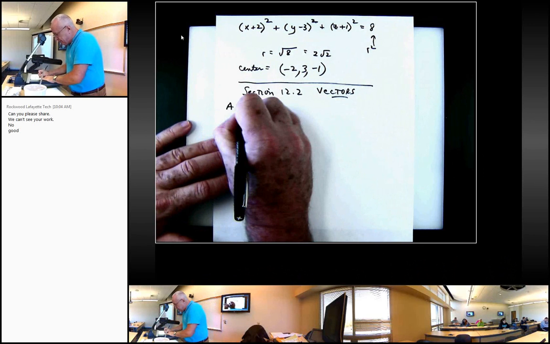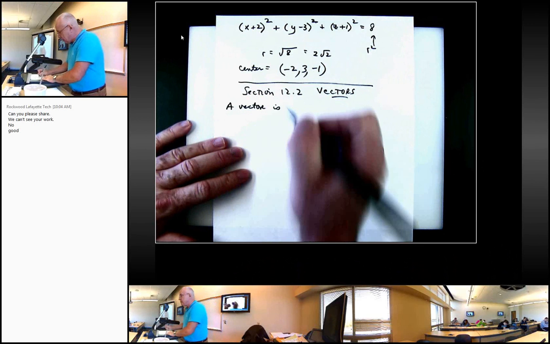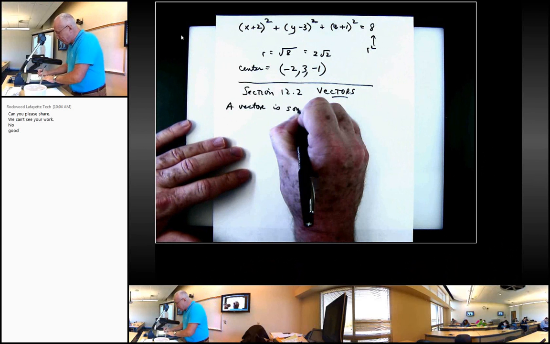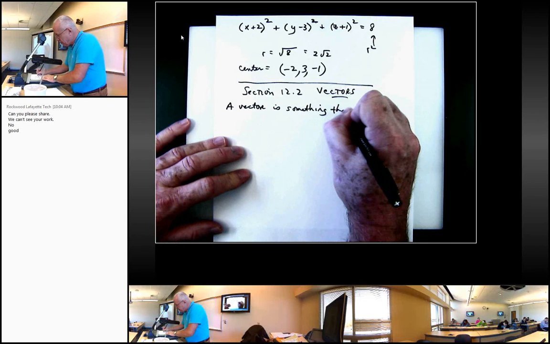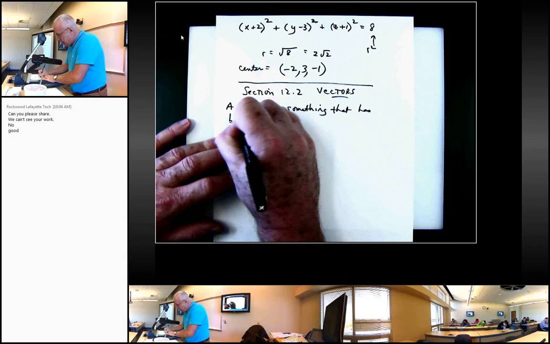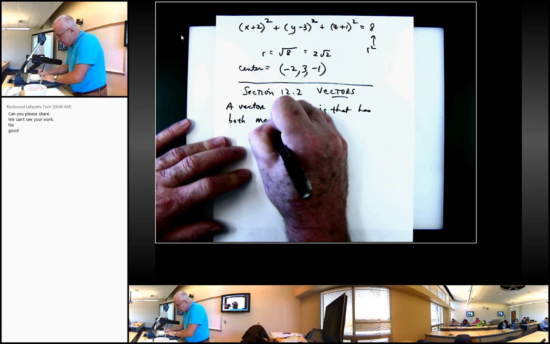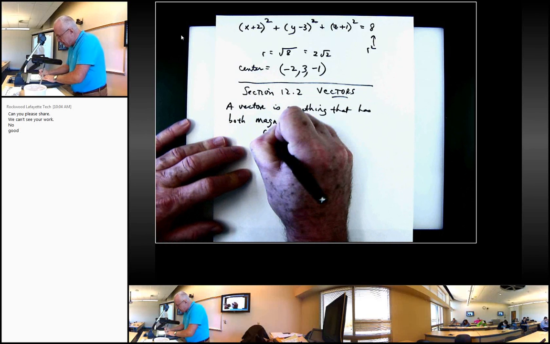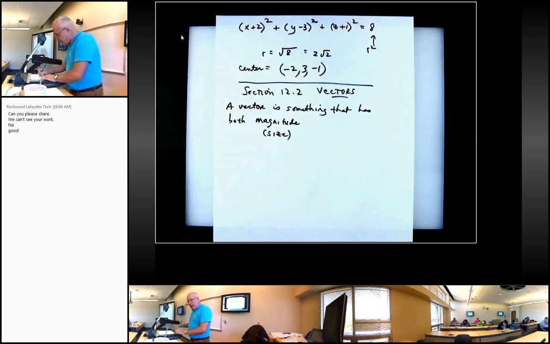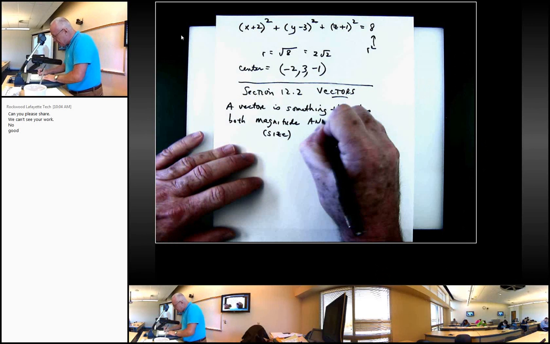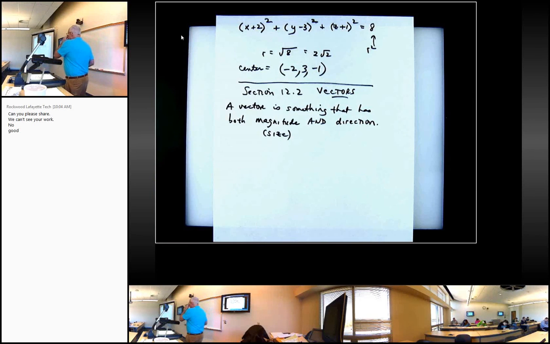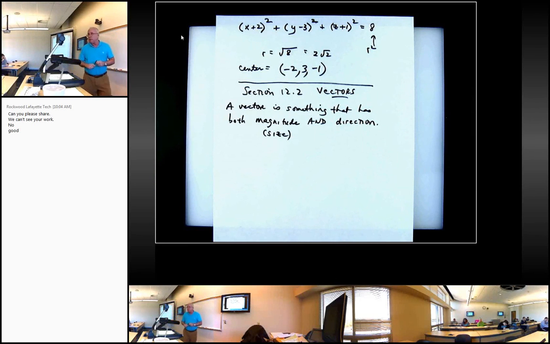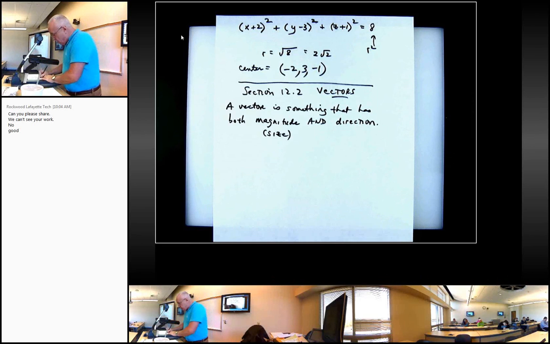A vector is, I just put, something, which is pretty vague, that has both magnitude. Now, another word for magnitude is size, and the other component it has is a direction. All right. The easiest place to look for vectors is in physics. So there's vectors all over the place in physics.